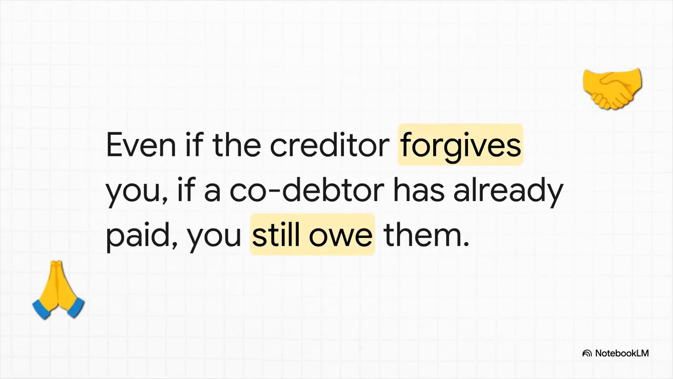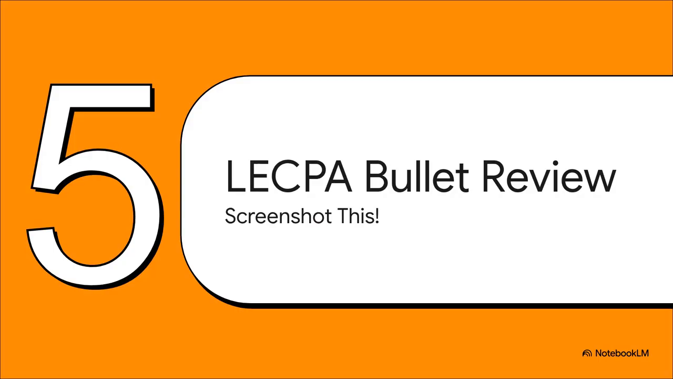Let's simplify it. Imagine Jeff tells Zoe, hey, don't worry about your share, it's forgiven. But before Zoe hears the good news, Bianca has already paid Jeff the full 5,000. Does Zoe get off scot-free? No, because the payment happened before the remission took effect. Zoe is still on the hook, not to Jeff, but to Bianca. She has to reimburse Bianca for her share. Timing is everything.